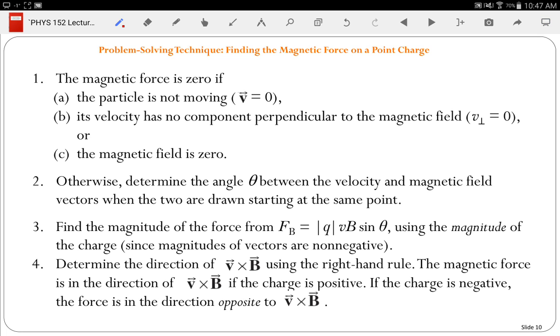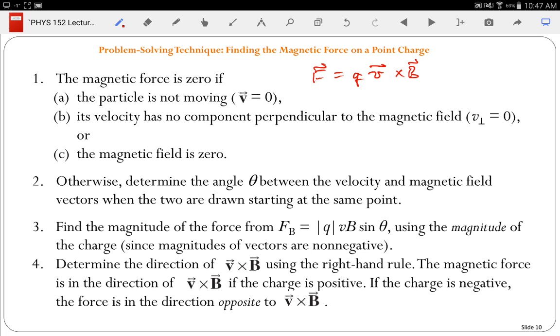So if the particle is stationary, remember, magnetic force is equal to Q V cross B. So if V is 0, then there's no force. So an electron just sitting in a magnetic field has no force on it due to the magnetic field.